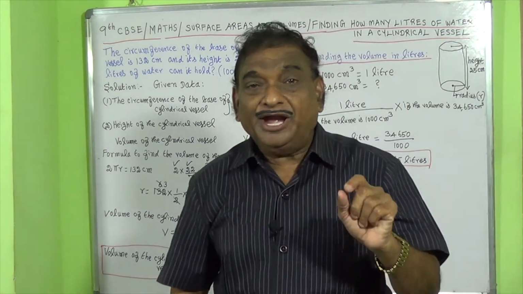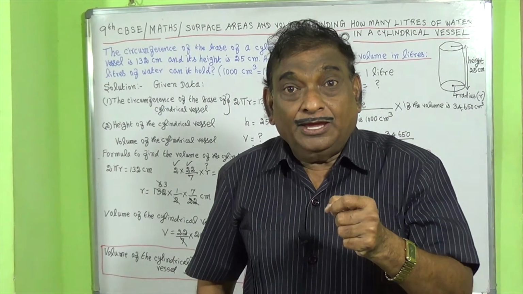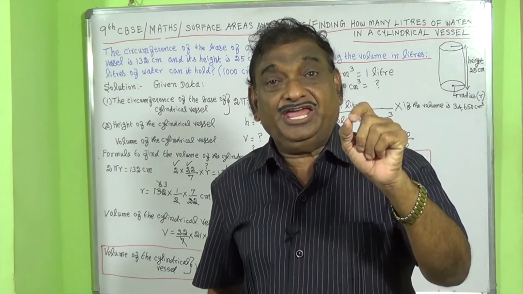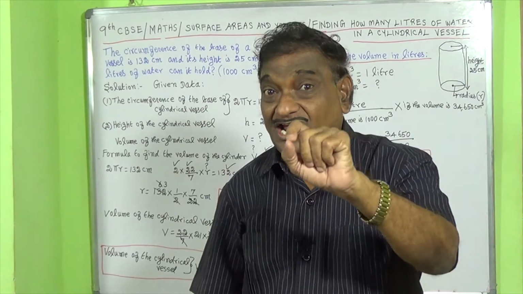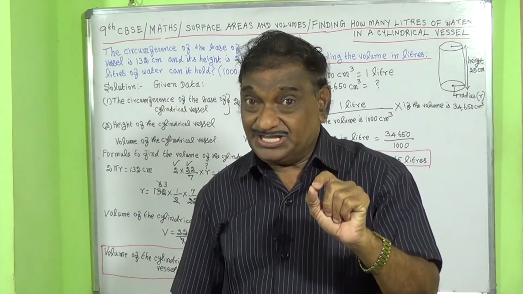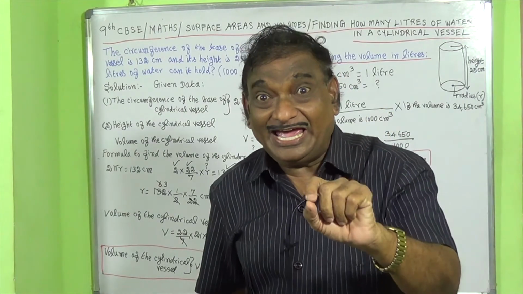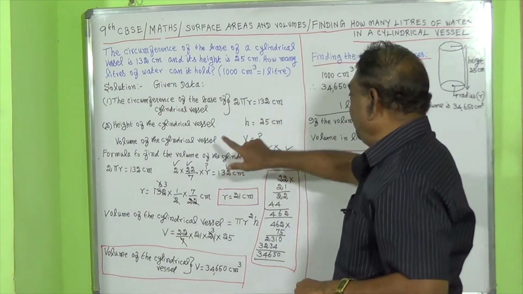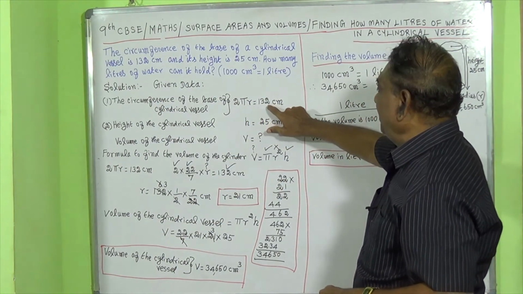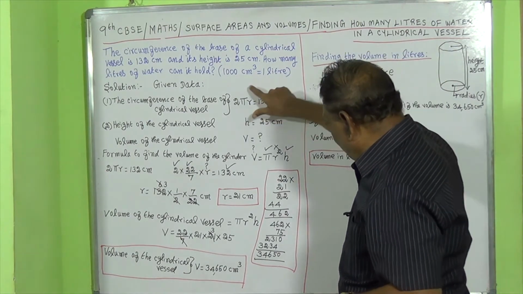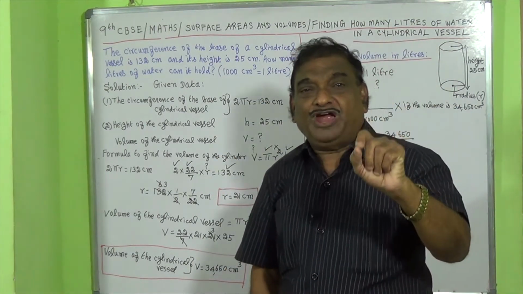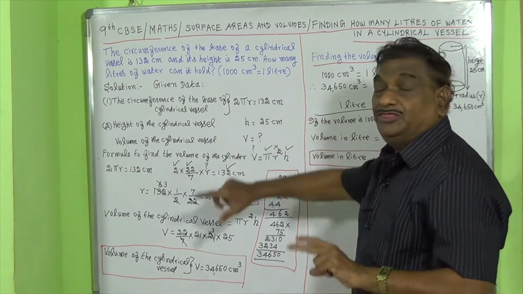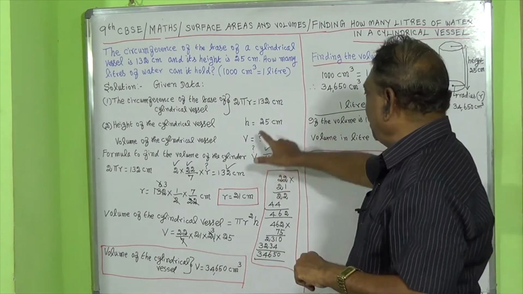What is the remedy left to us to find the radius of the base of the cylindrical vessel? In the sum they have given the circumference of the base of the cylindrical vessel, that is 2 pi r, supplied as 132 centimeter. From this equation, first of all we should find the radius. How? In this equation, on the left side there are 3 data, on the right side there is only one data.